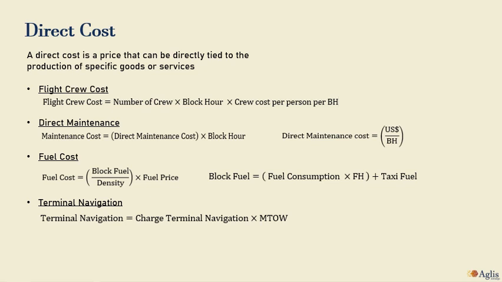Then, for the fuel cost, we use this formula where we divide block fuel by density, then multiply by fuel price. Block fuel itself is found by first multiplying fuel consumption with flight hour, then adding the taxi fuel. For terminal navigation, we multiply the charged terminal navigation price by the MTOW, or maximum takeoff weight, of our chosen aircraft.